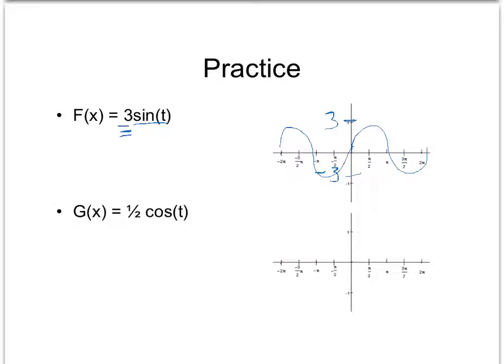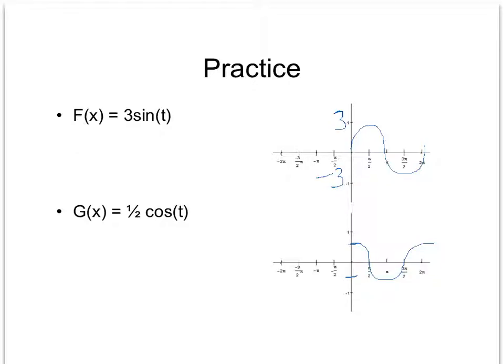Trying 1/2 cosine t down here, same idea. Now we have a cosine graph multiplied by a factor of 1/2. So instead of going all the way up to 1, my cosine only goes up to 1/2 and down to -1/2. So in this case, you're actually kind of shrinking it instead of stretching it. Sorry, that's not a good curve there. I'm going to fix that graph a little bit for you.